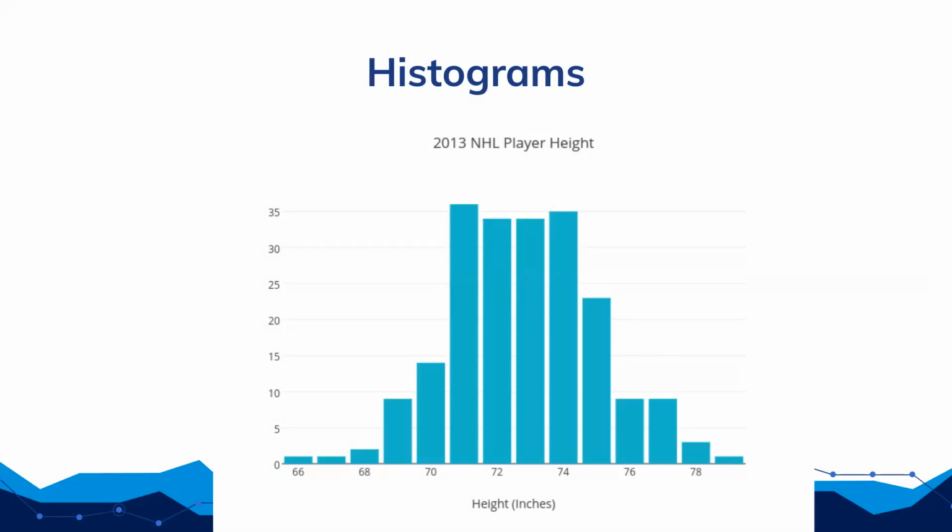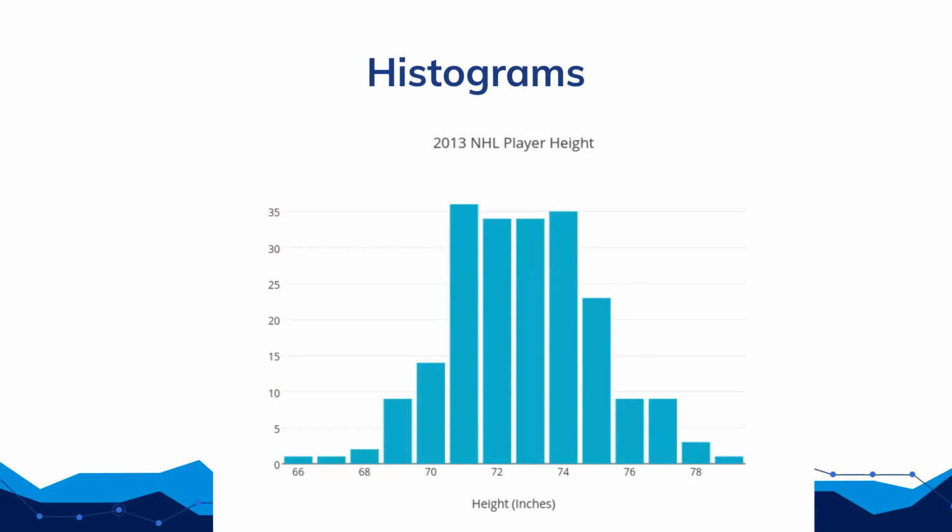Histograms are super useful when you want to find the distribution of one numerical variable. How is the data distributed, okay? Here we're showing the 2013 NHL player height. Basically you take all the players that played in the league in 2013, and you measure the height in inches because it's a US chart. Don't use inches in the real world, please.